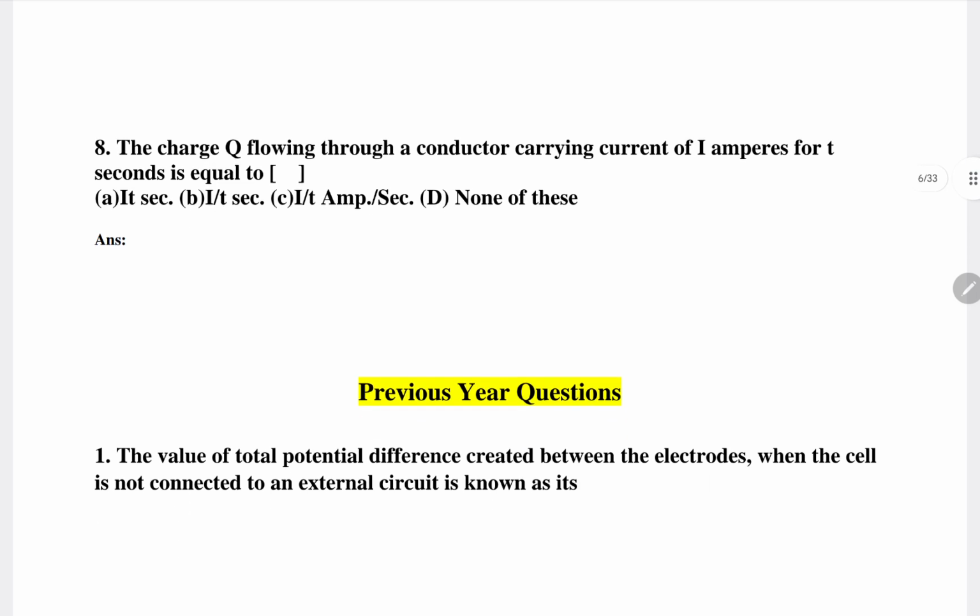Next, eighth question. It is about the charge Q. So charge Q flowing through a conductor, charge Q is given, and current is I, then t seconds. If the charge Q is flowing for t seconds, then it will result in current I. Then what is the charge Q flowing through the conductor carrying current I for t seconds? So current I is flowing for t seconds, I is given and t is given. What is the charge value is asked.